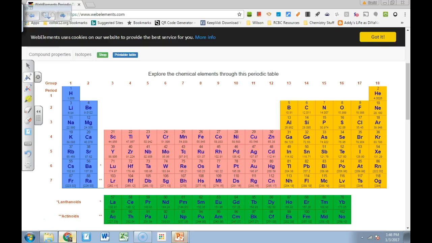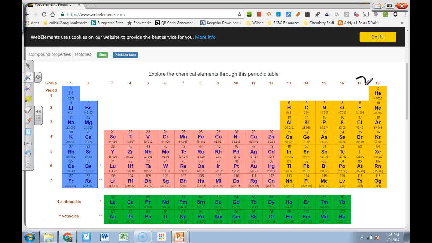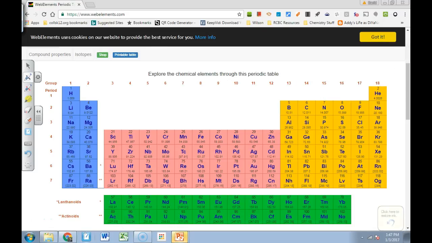Now, chlorine has 7 valence electrons. Everything in this row in the periodic table has 7. These little handy dandy numbers at the top tell us how many valence electrons everything has. So this has 1, 2, 3, 4, 5, 6, 7, 8. Don't put the teen in there. Okay, so that's what happens there.